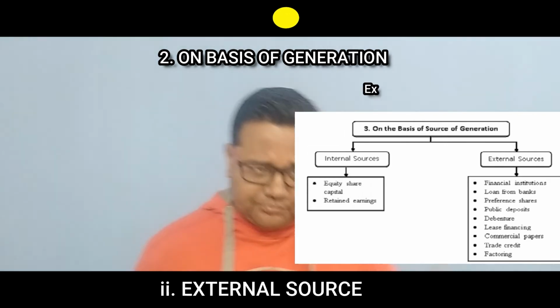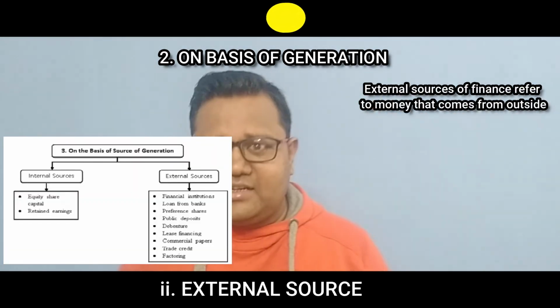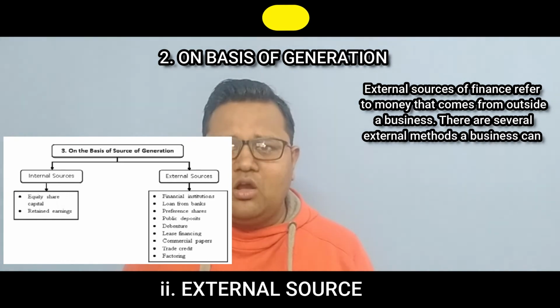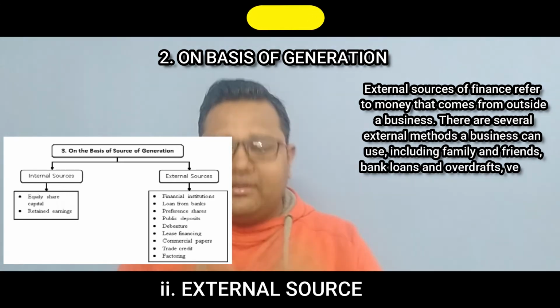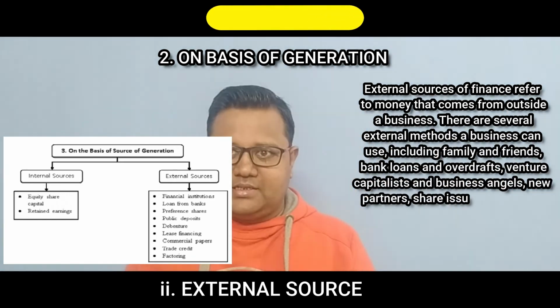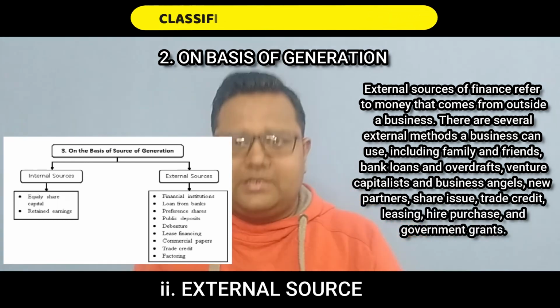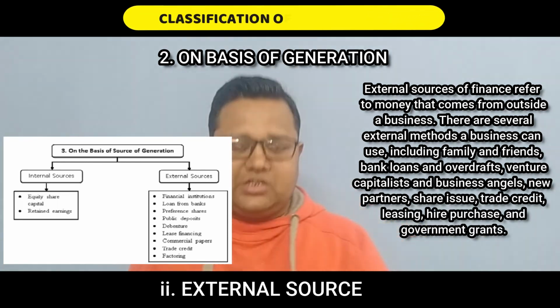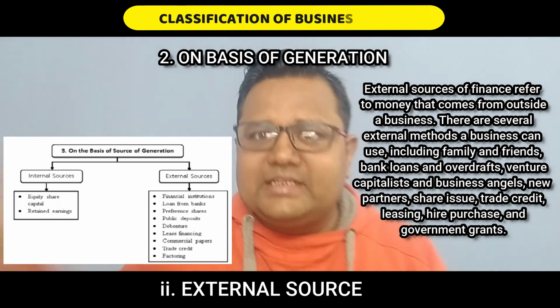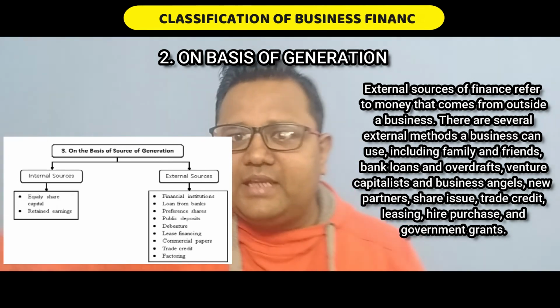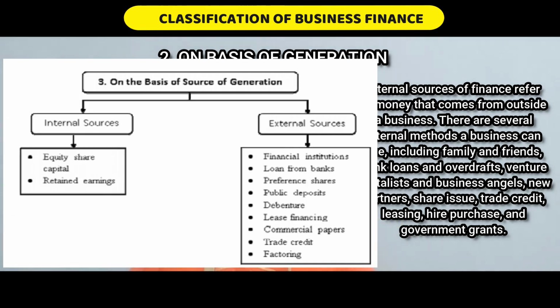Last one is external source. External source, here the business goes outside the business for collecting money. Outside the business means by issuing debenture, by collecting public deposit, by taking loan from SBI or any other commercial bank. Those things come under external source of fund. External means going outside, internal means within.